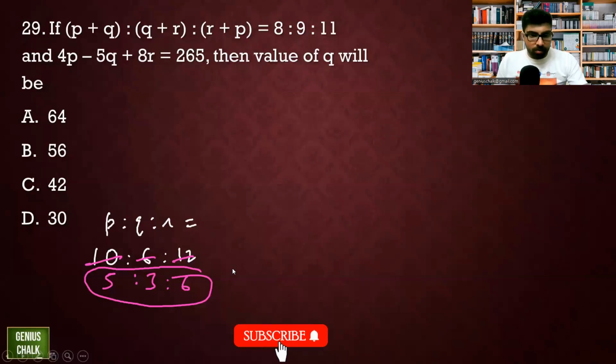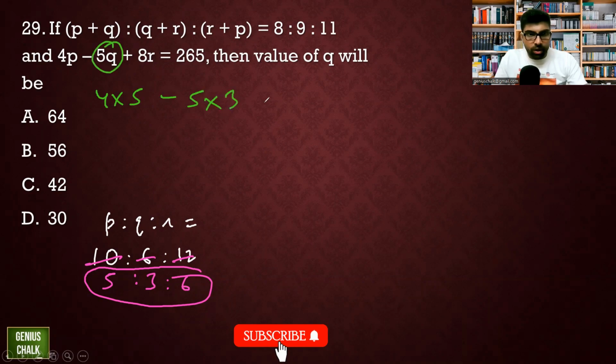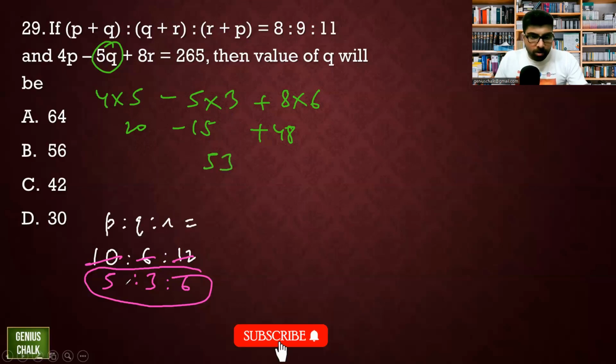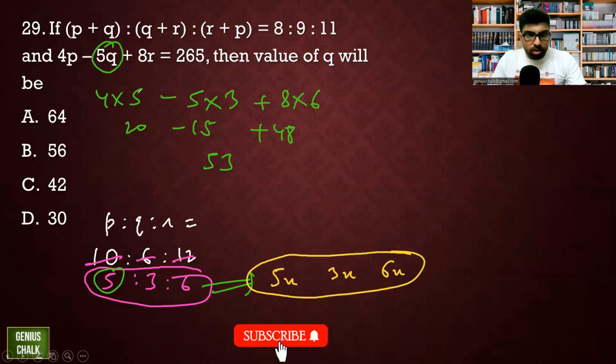Okay. So 4P. So 4 into P is 5. 5 into Q. Q is 3. And 8 into R. R is 6. So 20 minus 15 plus 48. How much is this? It is 53. Yeah. So as per us, this is the ratio. Actual values are like this: 5x, 3x, and 6x. After putting this value, I have got the result in x. So 53x is given as 265 and x will be 5.